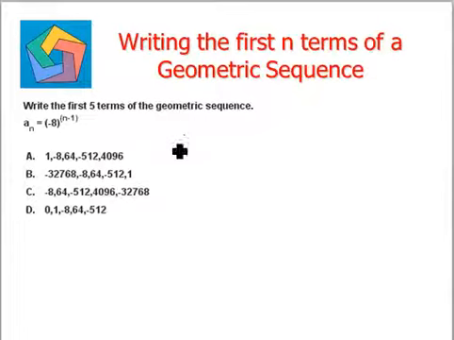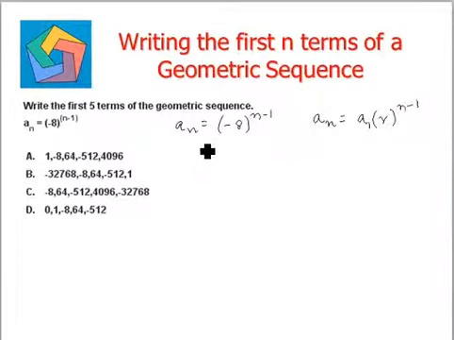Write the first 5 terms of the geometric sequence an equals negative 8 to the power of n minus 1. Let's try this question with another method over here. Now we know that the nth term of the sequence is a1 times r to the power of n minus 1. So let's change this nth term to something similar to the formula that we have over here.